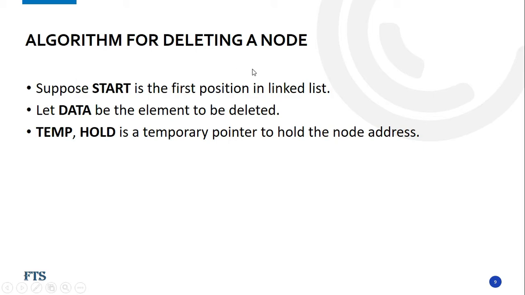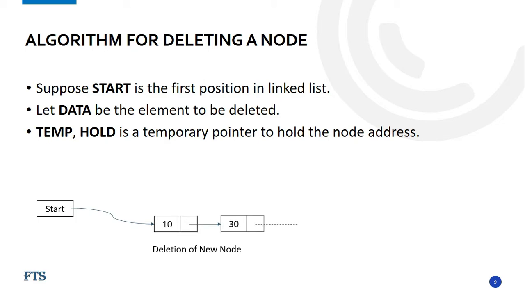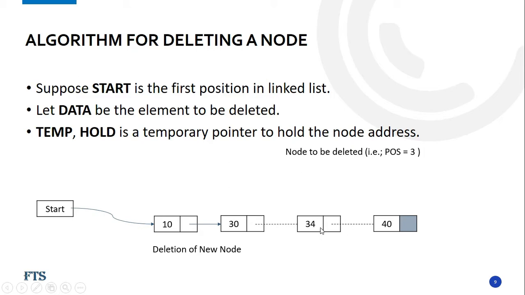Algorithm for deleting a node. Suppose start is the first position in the linked list. Let data be the value to be deleted. Temp holds a temporary pointer to the node addresses. Let's say we have these elements. If you want to delete 34, position 3, then 30 should point to 40.